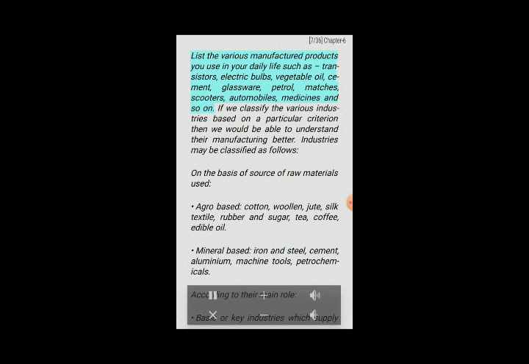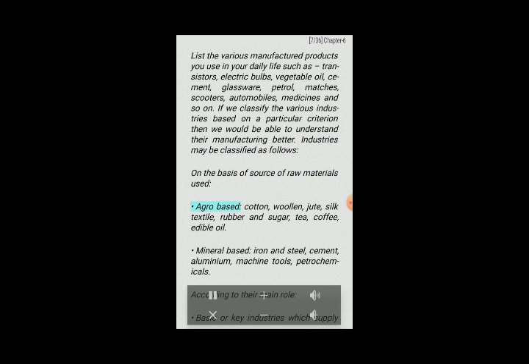Fig. 6.2. Classification of industries. List the various manufactured products you use in your daily life such as transistors, electric bulbs, vegetable oil, cement, glassware, petrol, matches, scooters, automobiles, medicines and so on. If we classify the various industries based on a particular criterion, then we would be able to understand their manufacturing better. Industries may be classified as follows.